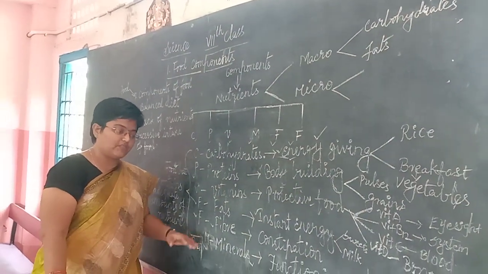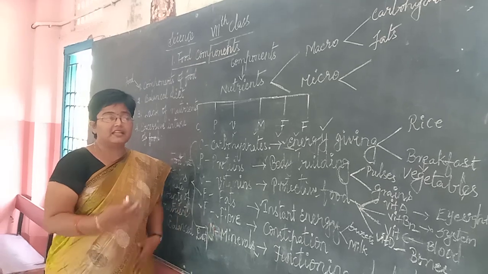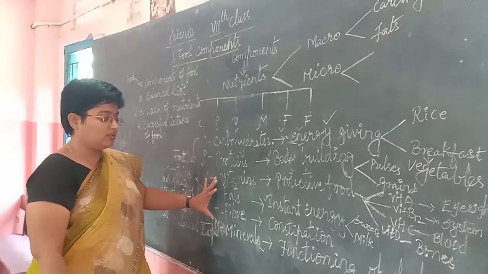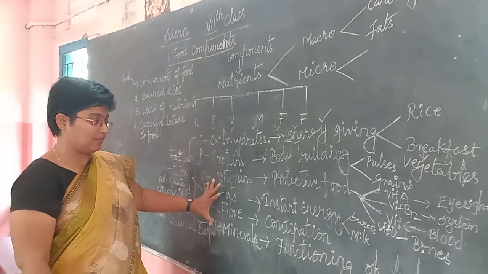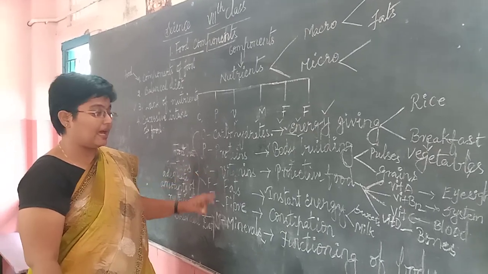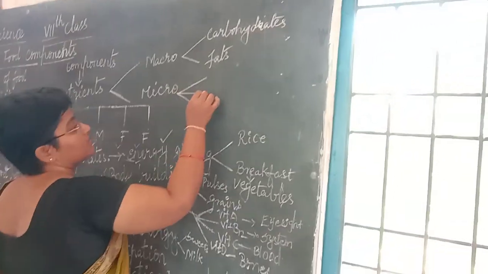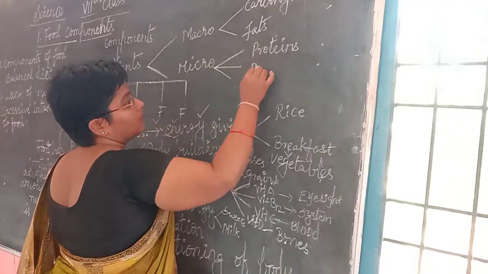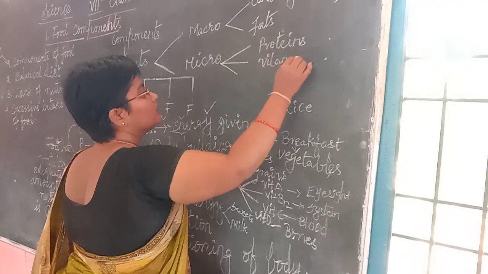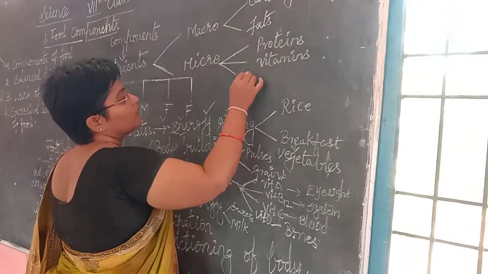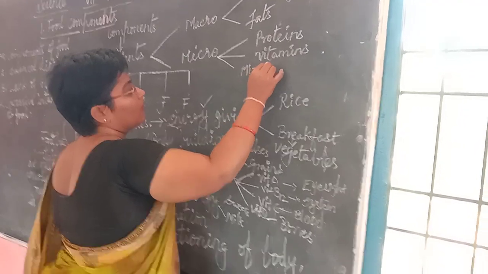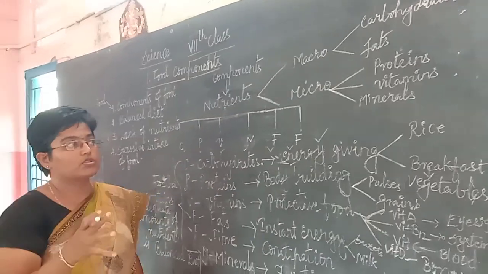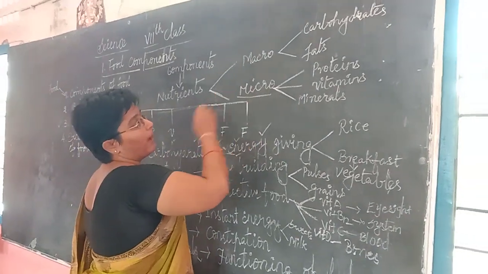So what are the nutrients we need in less quantity? Almost all the functions of our body must be regulated. What do these functions of the body need? Protection and functioning. What are those? Proteins, vitamins and minerals. These are said to be micronutrients. Our body needs these types of nutrients in less amounts. So these are defined as micro.